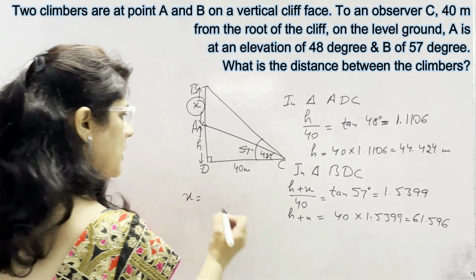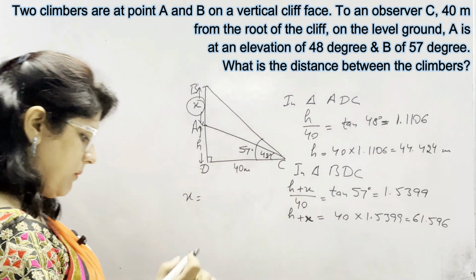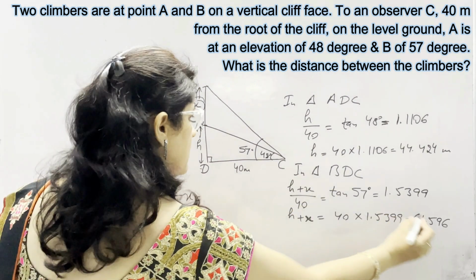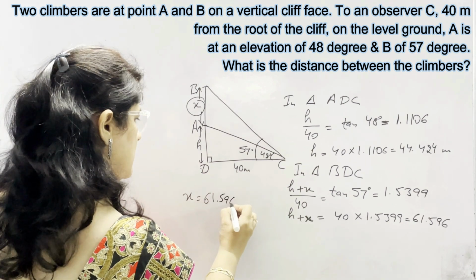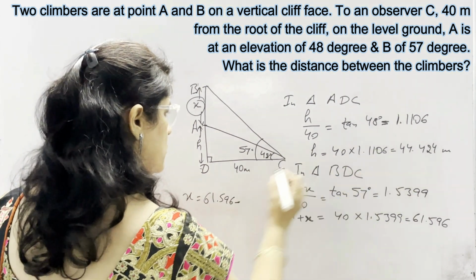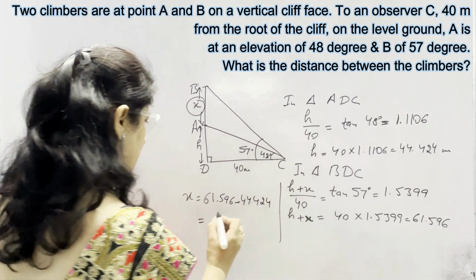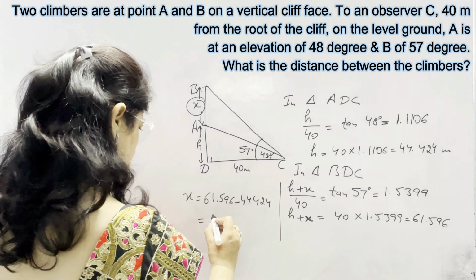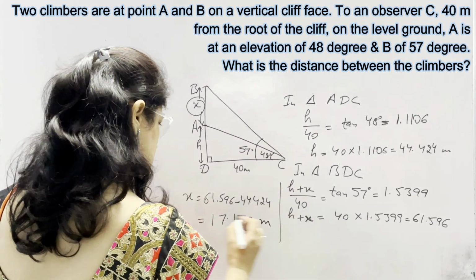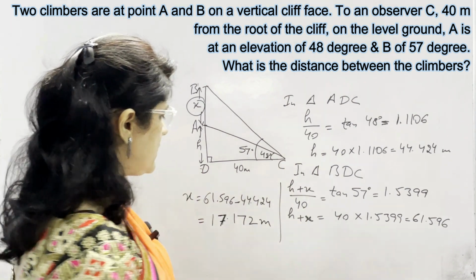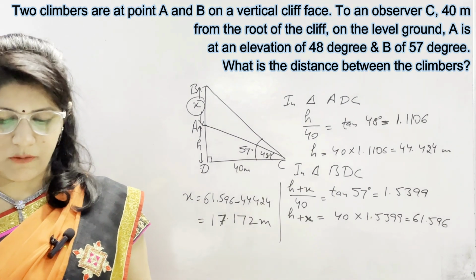Now this is h plus x and we need to calculate the value of x from here. So value of x is 61.596 minus value of h, which is 44.424, and after subtracting we will get the value 17.172 meter. So 17.172 meter is the distance between these two climbers A and B.